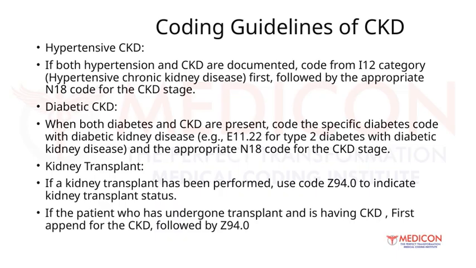Now, when it comes to kidney transplants, if a patient has had a transplant, we use the code Z94.0 to indicate the transplant status. And if the patient with a transplant also has CKD, we need to first code the CKD stage, and then add Z94.0 afterward. These guidelines help ensure that our coding accurately reflects the patient's clinical picture and supports proper documentation and billing. Remember, the order of codes and the specificity are crucial for correct coding.